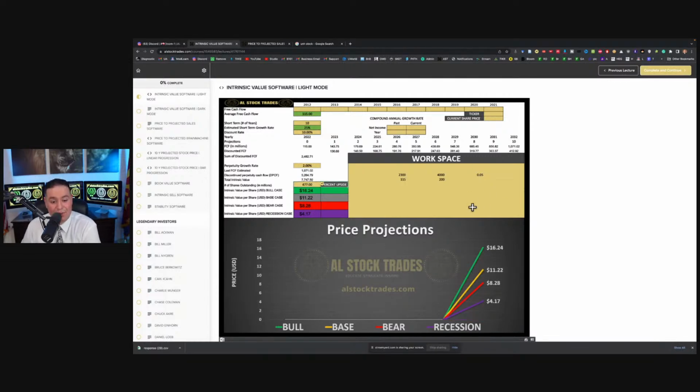So this is the price. Anywhere between $4 is a recession, which we know that it's way lower than that. So even on a recession base, 828 for the bear, 11 for the base, and 16 for the bull. So if we were to go ahead and put the 4 billion, which is 200 million cash flow, we go anywhere between 7 recession, 14 bear, 19 base, and 28 bull.